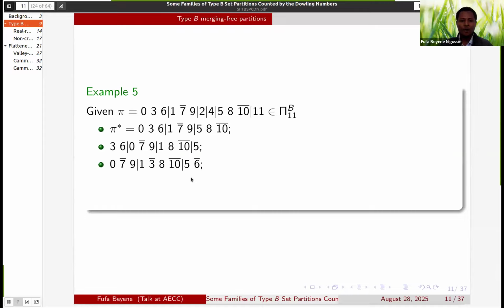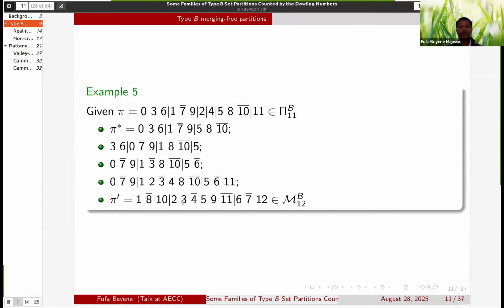In the next step, we restore the singletons. Singletons in pi, 2, 4, and 11 will be inserted in the rightmost block with a minimal element less than each of these. So 2 will be moved here. 4 will be moved here again because it has minimal element 1, which is less than 2 and 4. But 11 will be moved to the last block because the rightmost block here having minimal element less than 11 is this one.